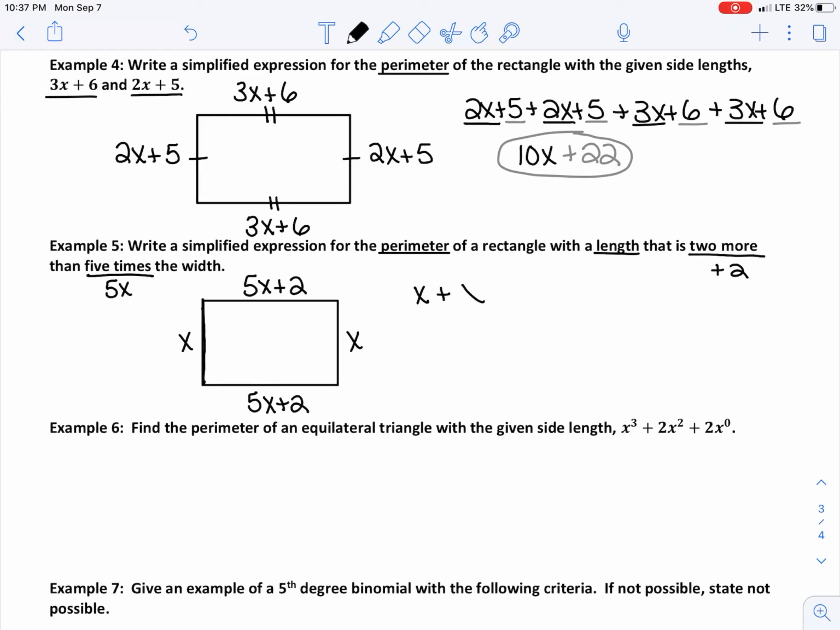Okay, so we're going to just add everything up just like we did in example 4. We have x plus 5x plus 2 plus 5x plus 2. And again, we're just going to combine all our like terms. So we have x plus 5x plus 5x. That gives us 12x total. And then we have 2 plus 2, which gives us 4. So my simplified expression for the perimeter of this shape is going to be 12x plus 4.